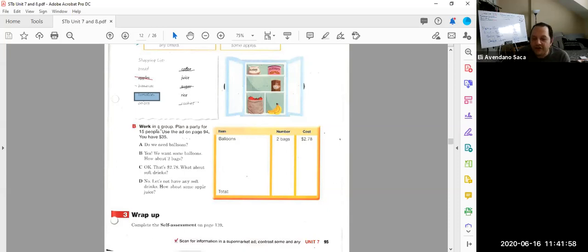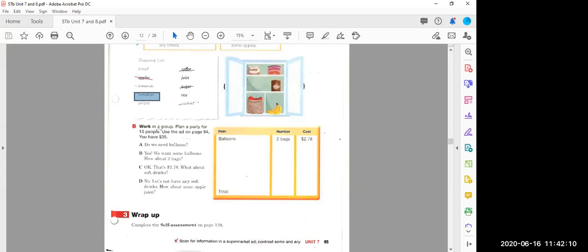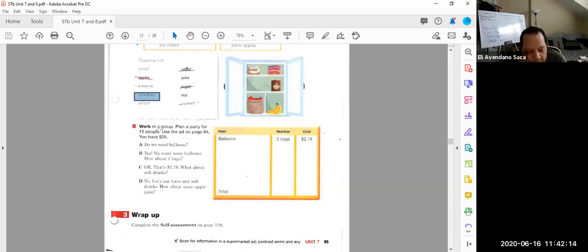Budget. ¿Saben qué es budget? Presupuesto. B as a boy, U, D, G as a golf, E, T, budget. Okay? B-U-D. B, the boy. U, D, como David. G, como gato. E-T, budget. Okay? So your budget is $35. Ese es su presupuesto, 35, right?